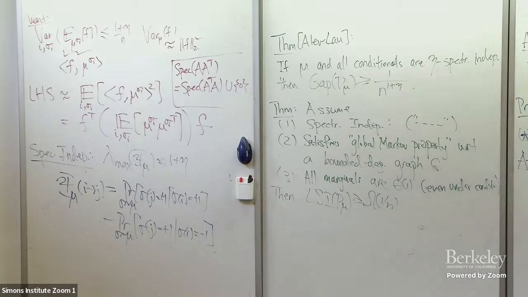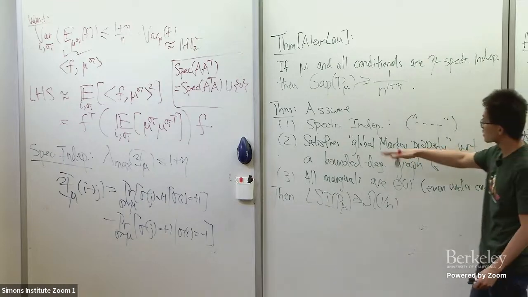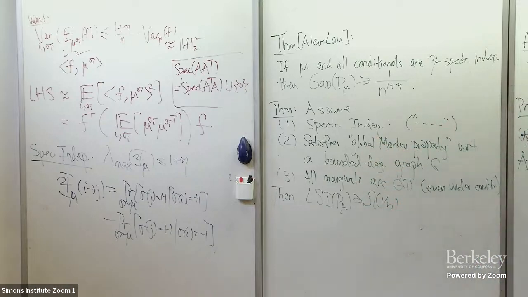Sure. Yes. So there are versions of, say, factorization of entropy where I can pick a random block, a subset of vertices, and there are analogs of that. And you can also deduce mixing for those using spectral independence.